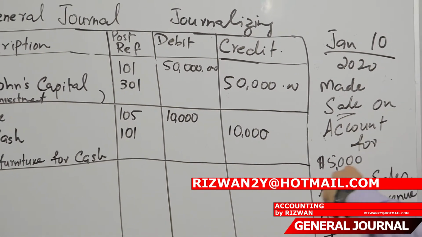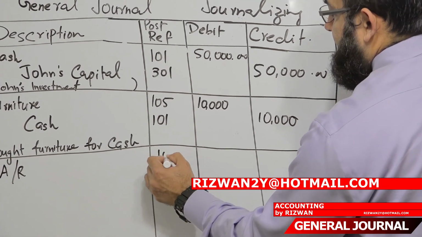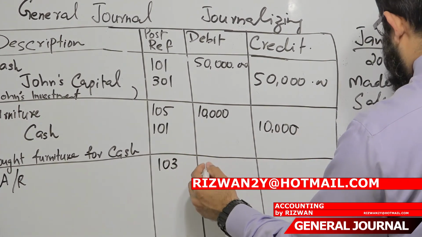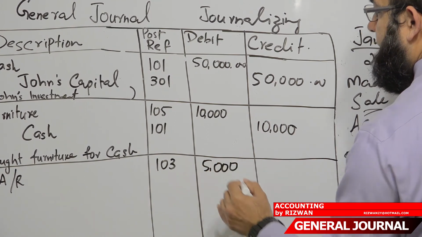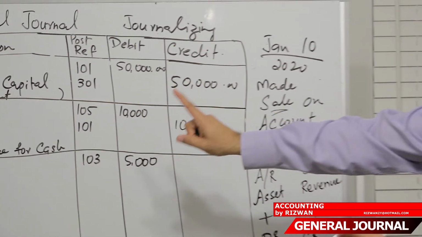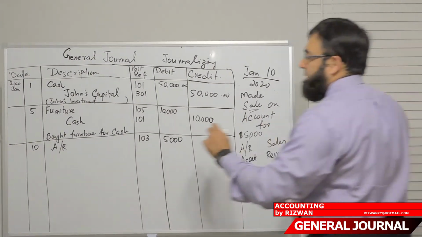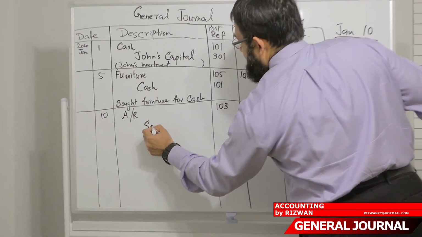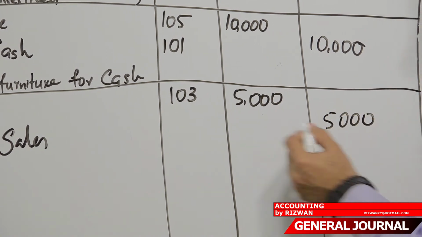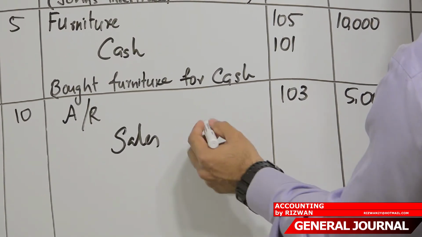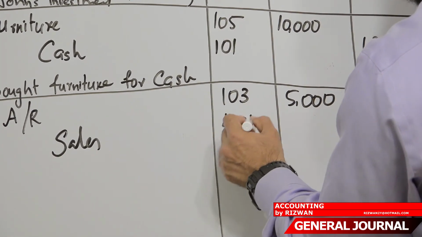Since it is an asset, the account number has to start with 1. So let's say for the asset account, I'll put 103 for accounts receivable, and the amount is $5,000. Accounts receivable, you put the account number and $5,000 debited. Then the sales account is going to be credited. Since it is a revenue account, it has to start with number 4, so let's say I'm just putting 401 for sales.